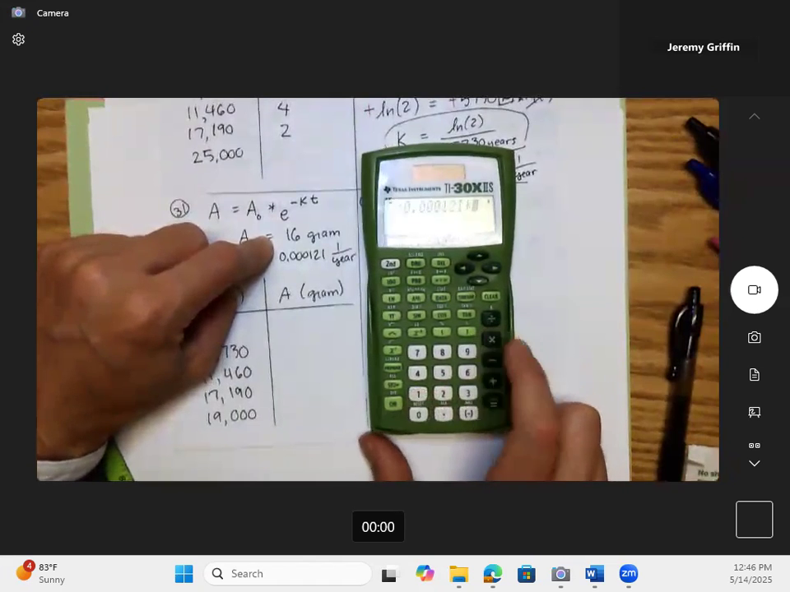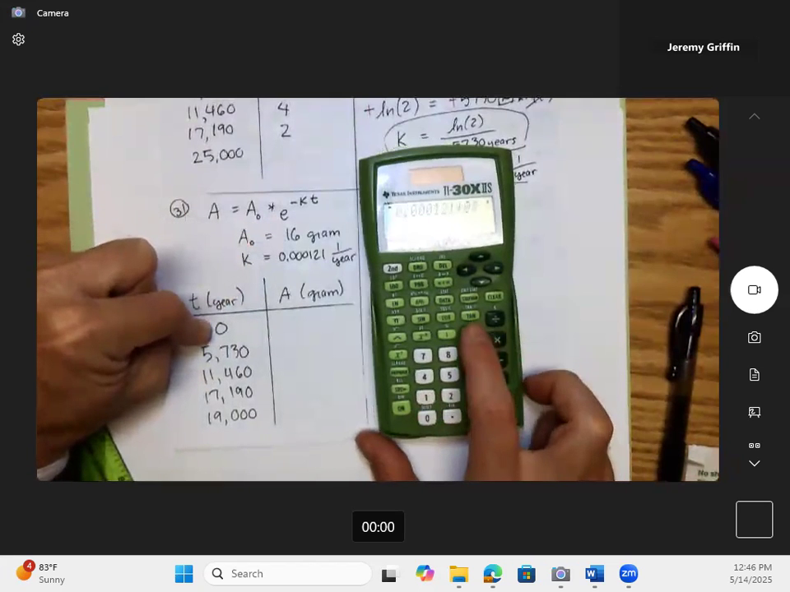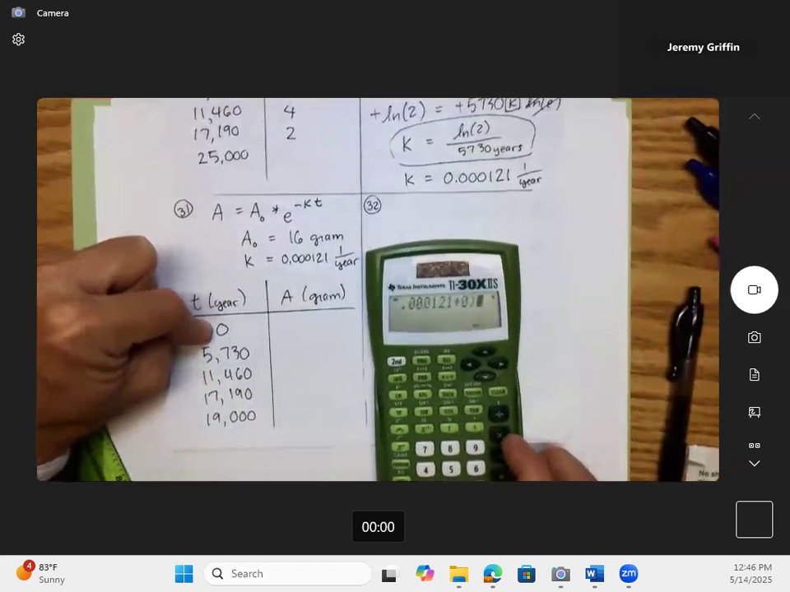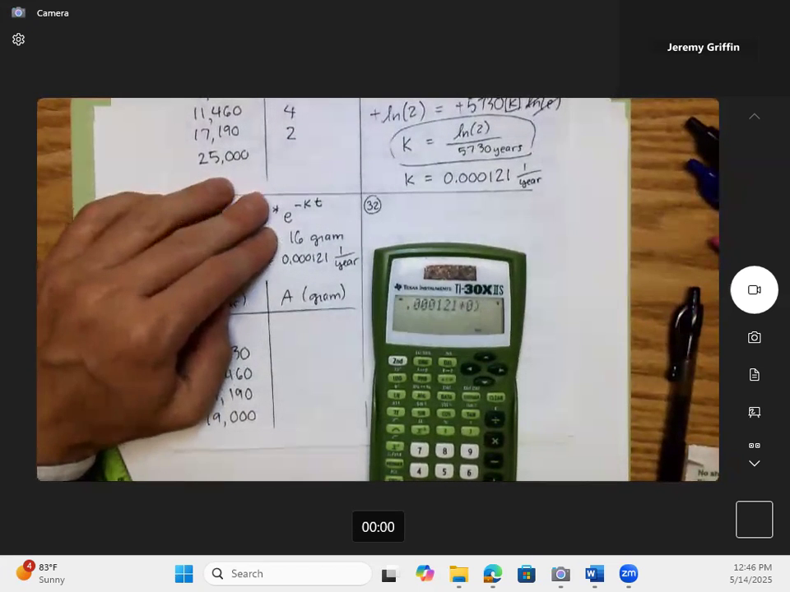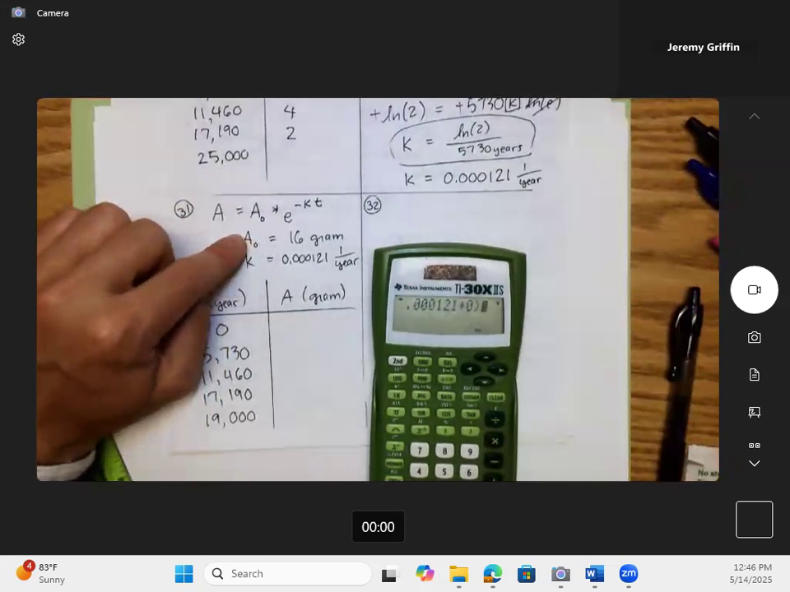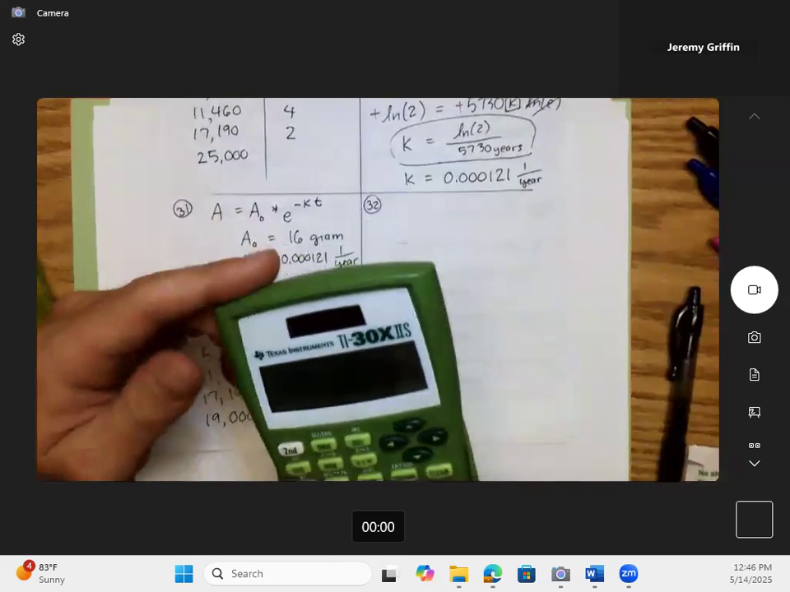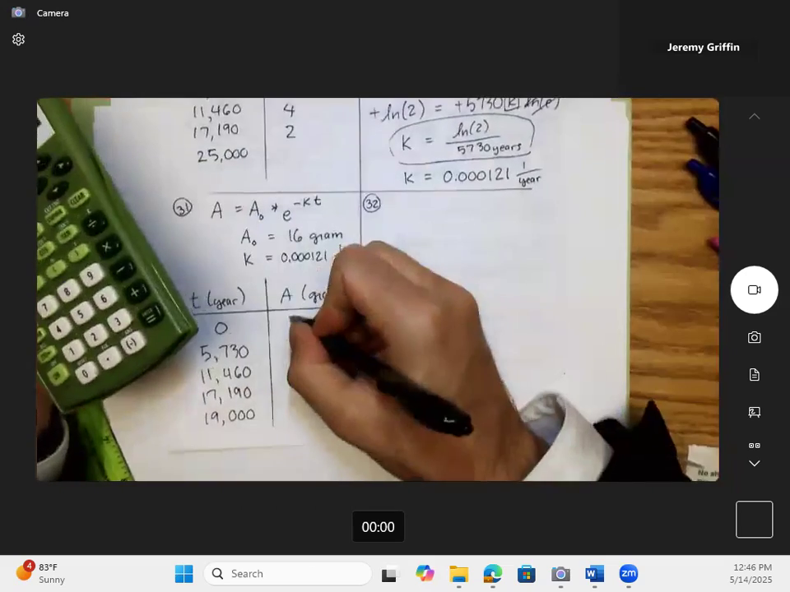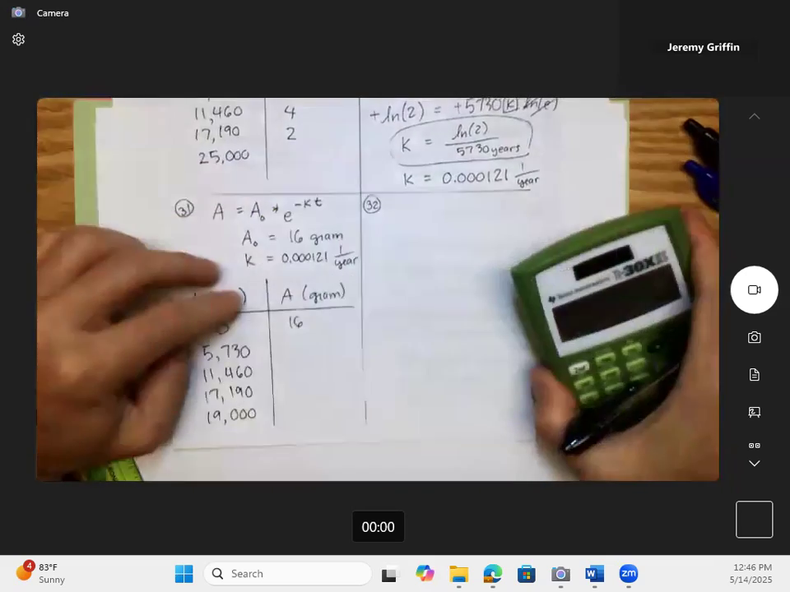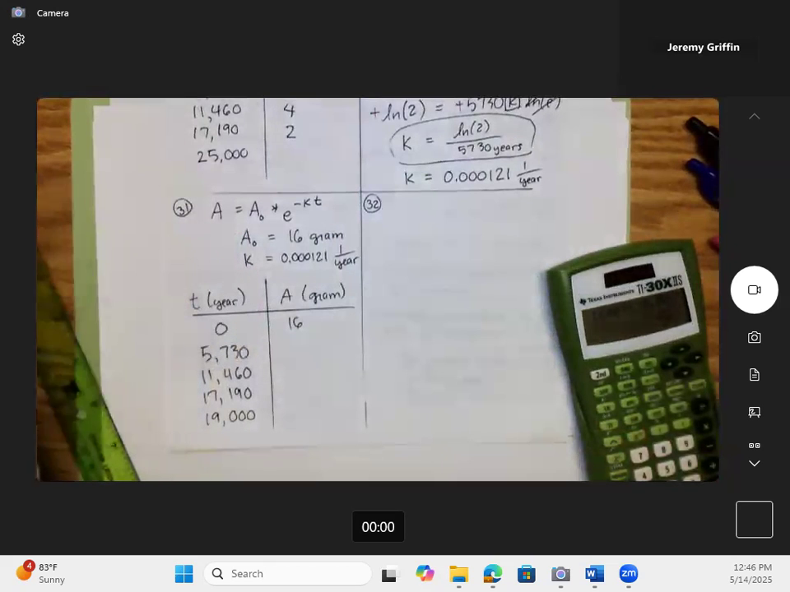0.000121 times however much time has passed. And the first time is just 0 years. So let's say times 0, close parenthesis. Now, intuitively, you guys know e to the power of 0. Guess what is e to the power of 0? 1. 1 times 16 is 16. It should say 16. Let's see if it does. Yeah, it is 16. Look at that. 16 grams, which is, of course, the amount we start with. So if we start with 16 grams and 0 time has passed, then we still have 16 grams.